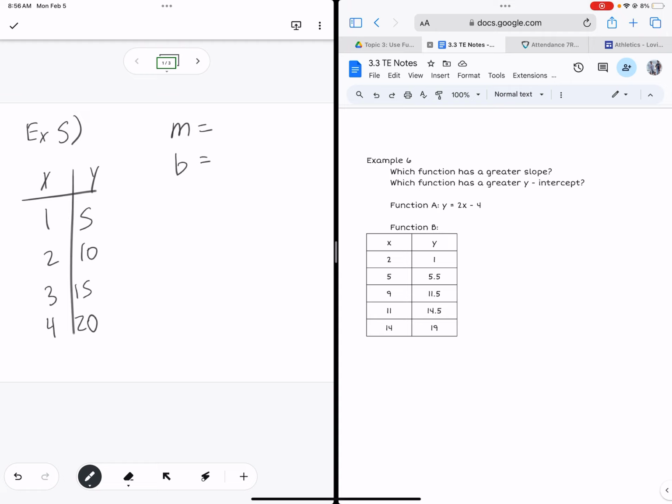Start with slope. Start with slope. That's going to be the easiest one. Any 2 points, yeah.